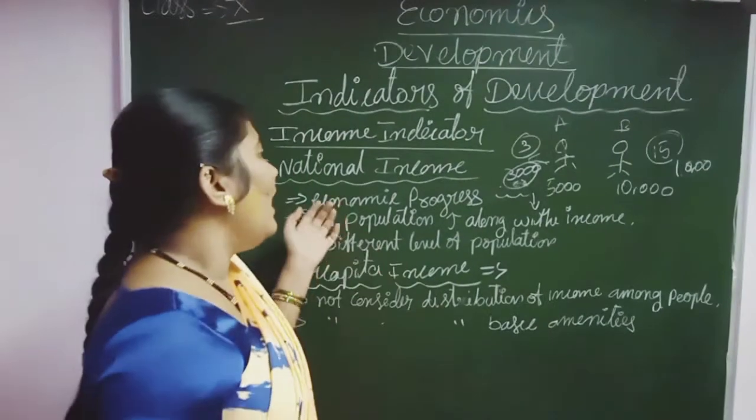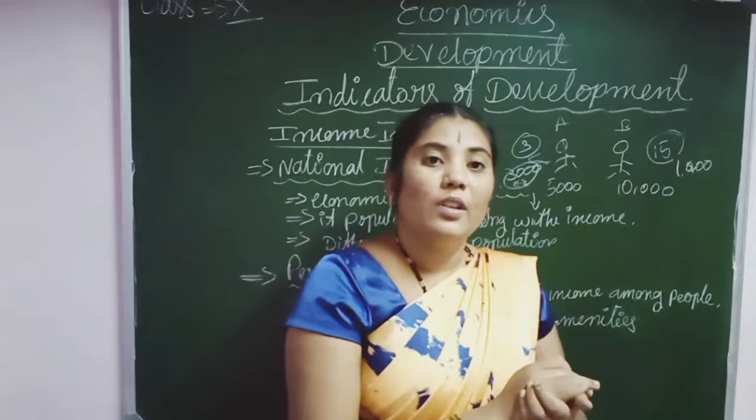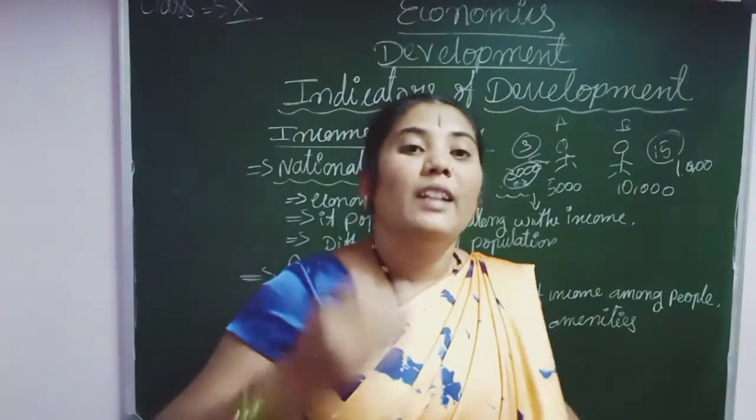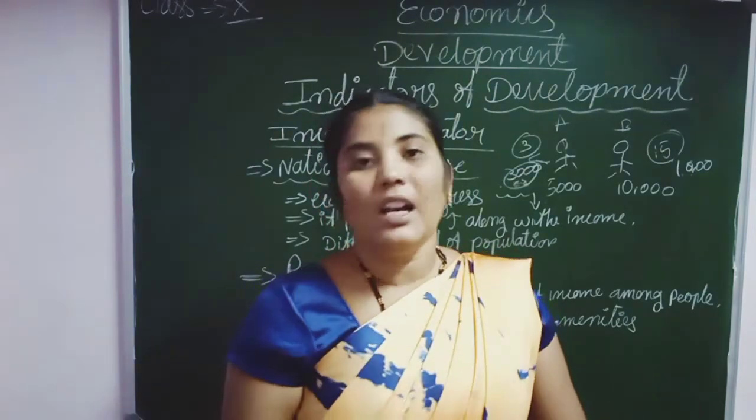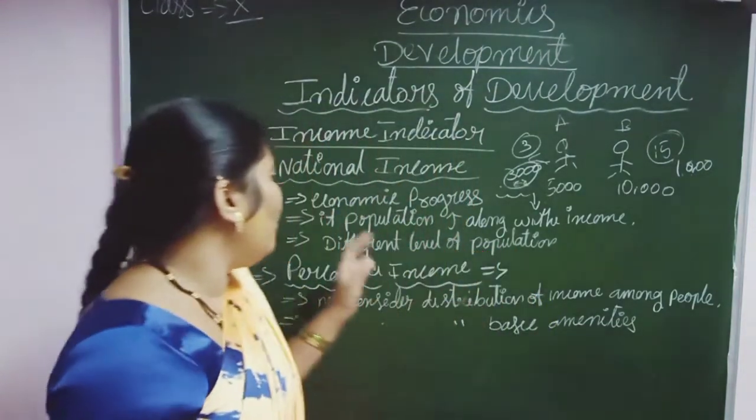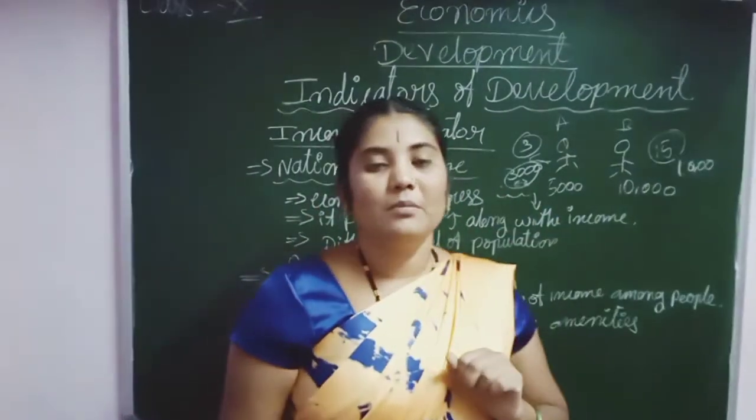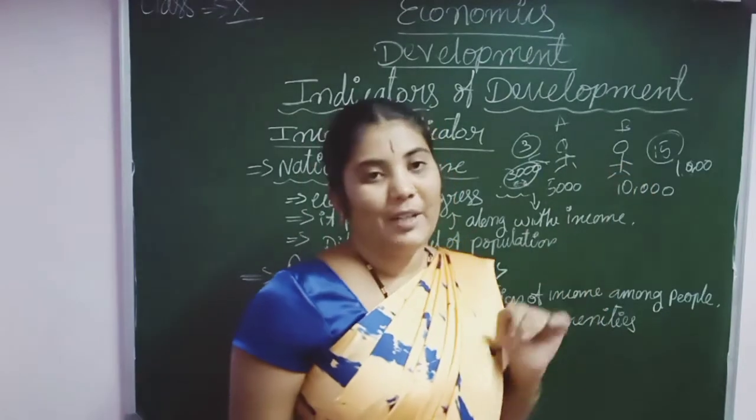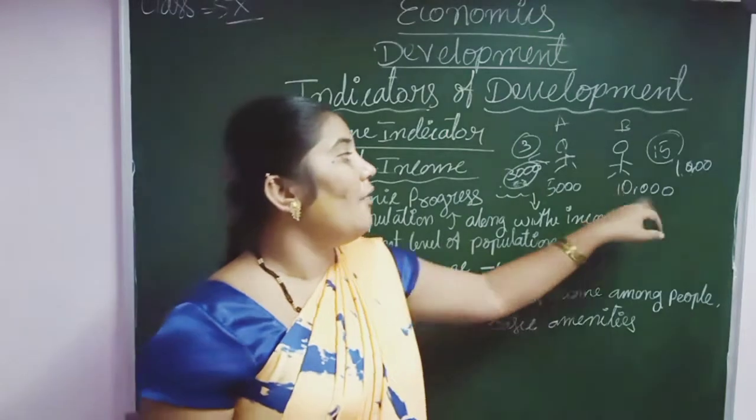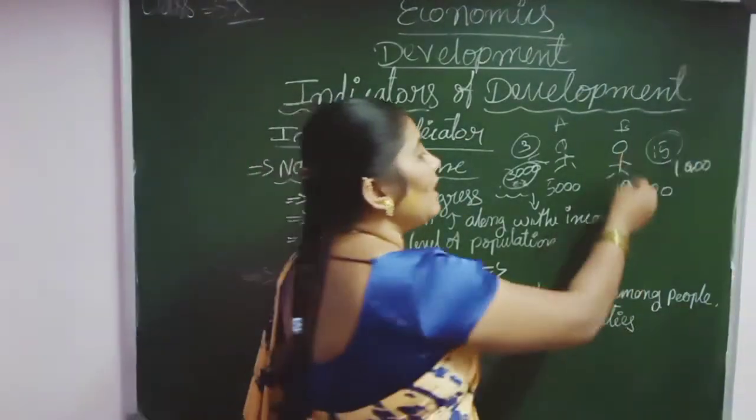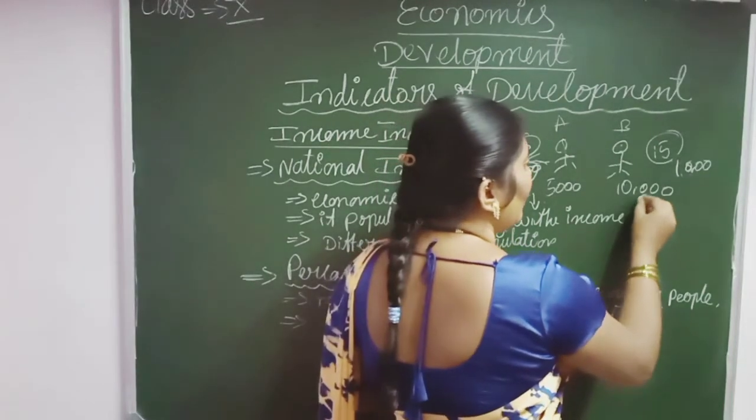So what is that? Economic progress. If a country gets more income, we should first consider whether the economy is actually progressing or not. Afterwards, if the population is high along with the income, what happens, likewise in this family? If the population increases along with the income, say B's income increases to 50,000 rupees.